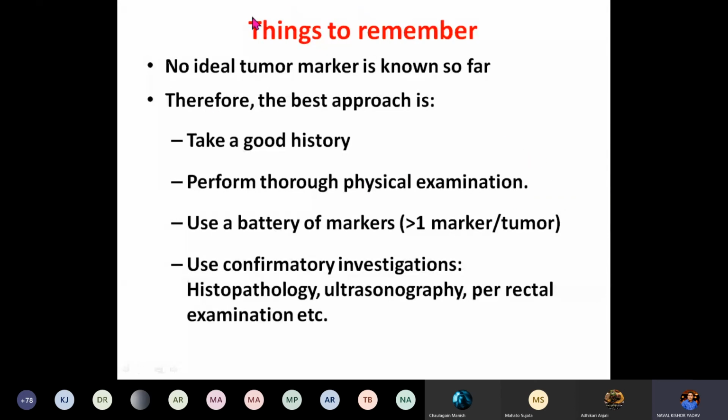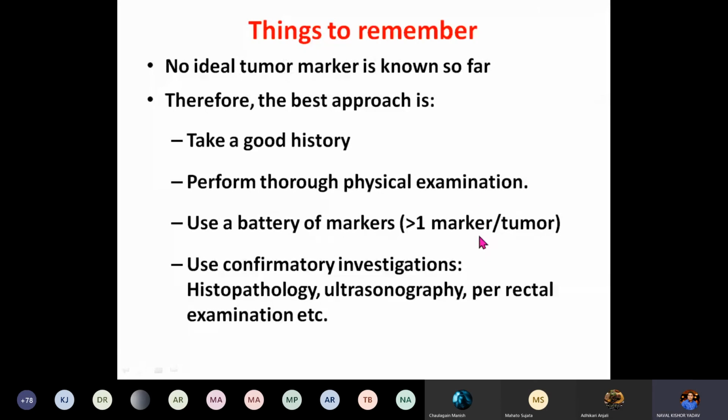And we don't have any other options for these tumor markers. What you can do is don't use only one tumor marker. Use more than one tumor marker for the diagnosis. Take the good history, physical examinations, and use more than one tumor marker. Don't rely on one tumor marker. Use more than one.